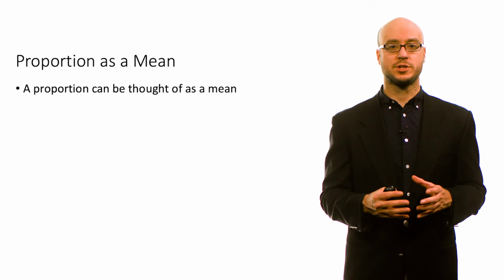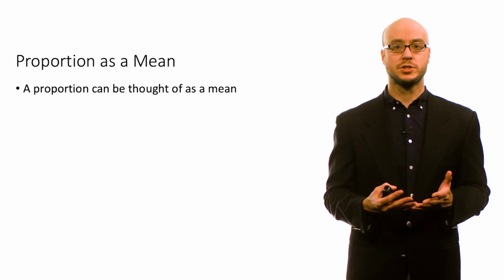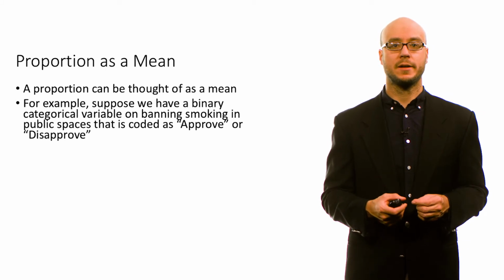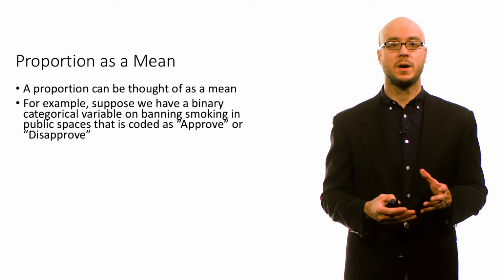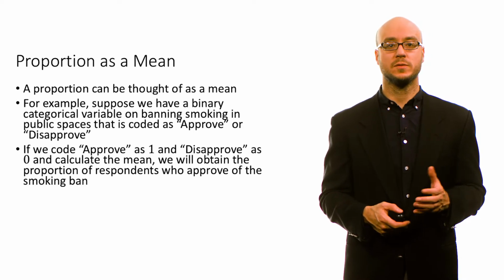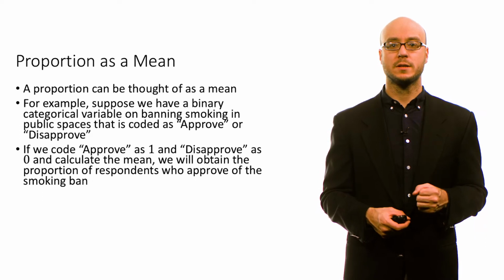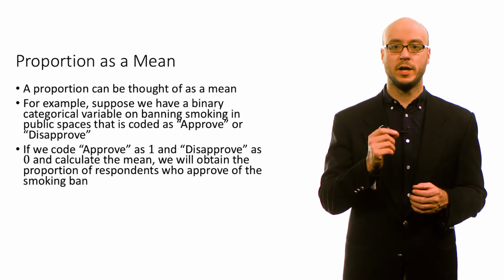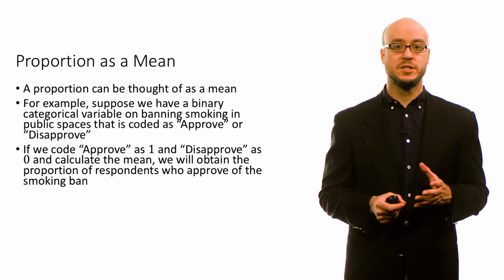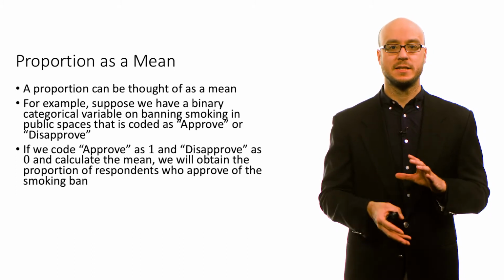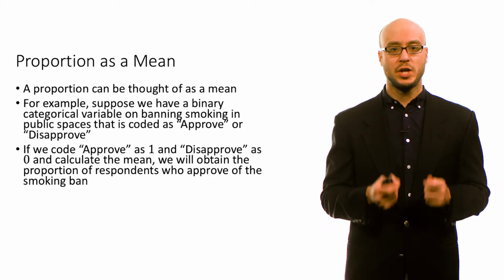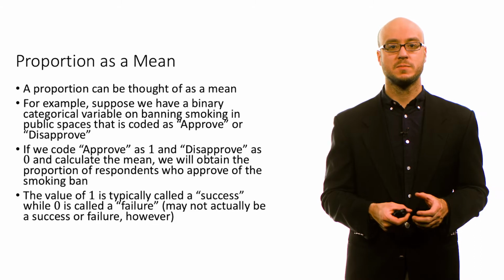Now, the thing about a proportion is that we can think of a proportion as a mean. For example, suppose we have a binary categorical variable on banning smoking in public spaces, and suppose this variable is coded as approve or disapprove. If we code approve as 1, so everyone who says that they approve gets a 1 in their cell in the data frame, and disapprove we code as 0, and then we calculate the mean based on that value of 1 and 0 for all respondents, then we will obtain the proportion of respondents who approve of the smoking ban.